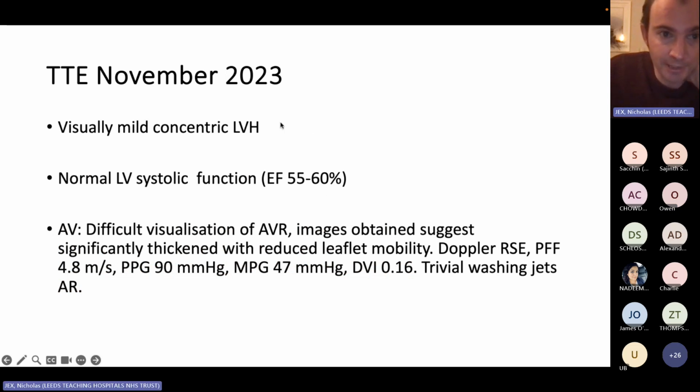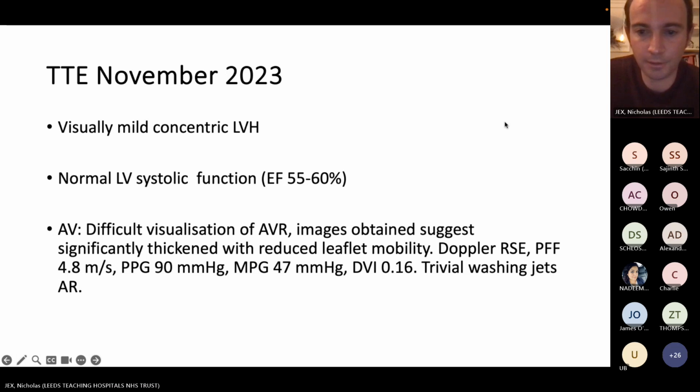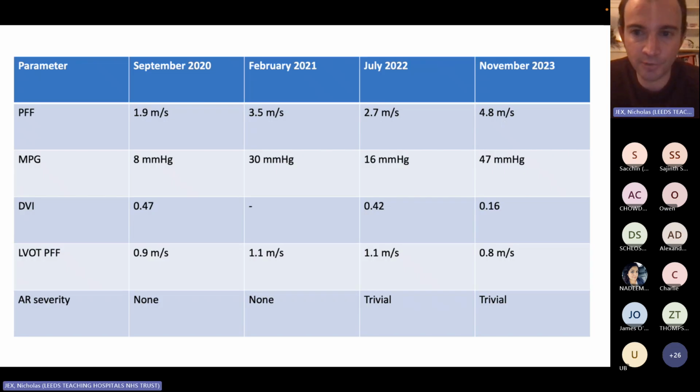So just to summarise the findings from the fourth echo here from November of last year. So now mild concentric LVH, LV function still normal. Again, difficult visualisation of the prosthetic valve, but suggestion of some thickening, and as you can see, significantly increased forward flow measurements. Again, just to summarise the changes. So you can see both peak forward flow and mean pressure gradient have increased significantly, and we've got quite a marked reduction in the DVI as well.